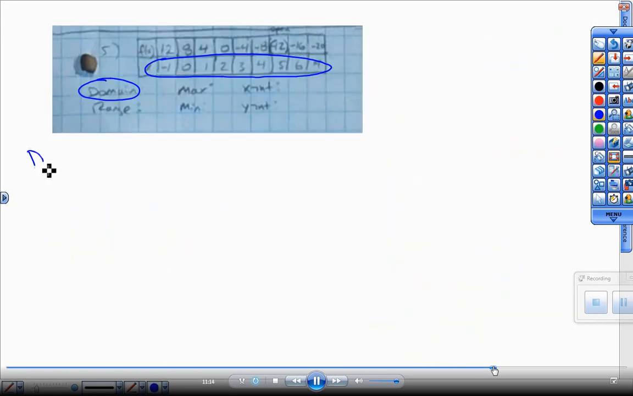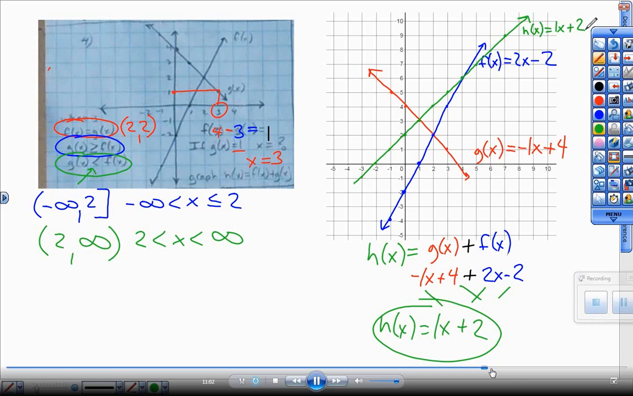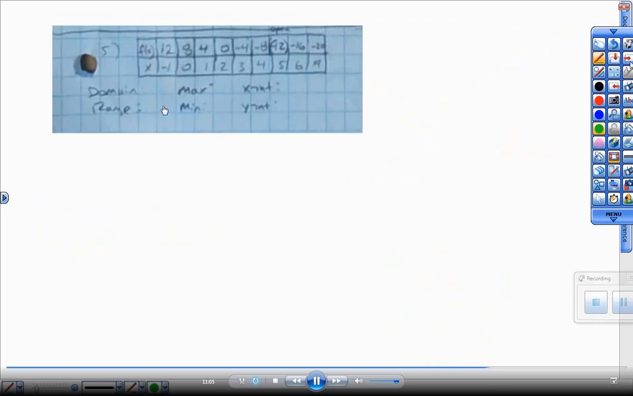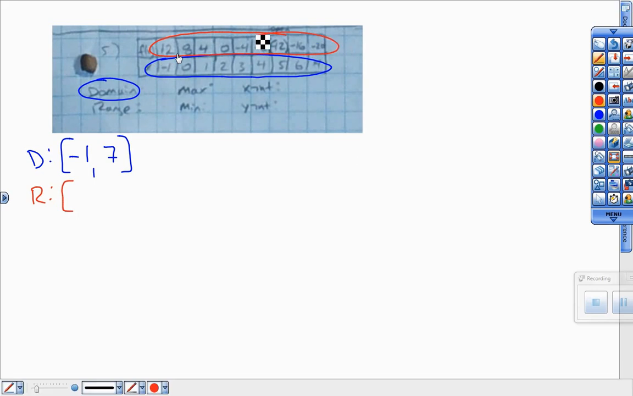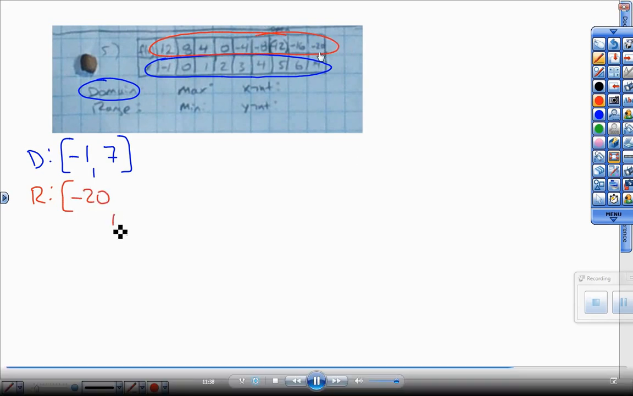This one, domain and range from a table. So domain are from left to right, your x numbers. So for Math 1, don't worry about this open section. Just go straight left to right from negative 1 square to positive 7 square. That's my domain from left to right. My range are these numbers up on top, these y numbers, from the smallest of them, negative 20, to the biggest, 12. So again, don't go left to right. For range, it's the smallest to the highest, negative 20 to 12.